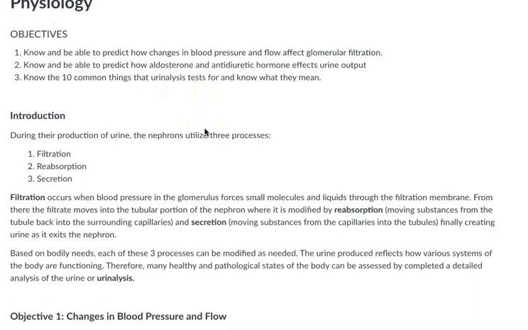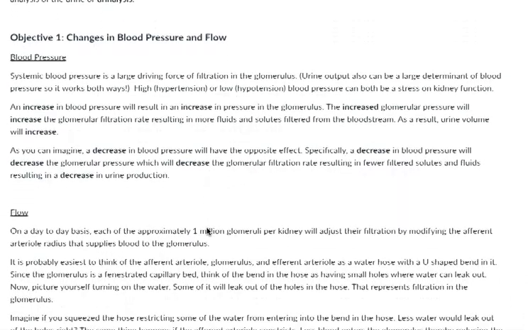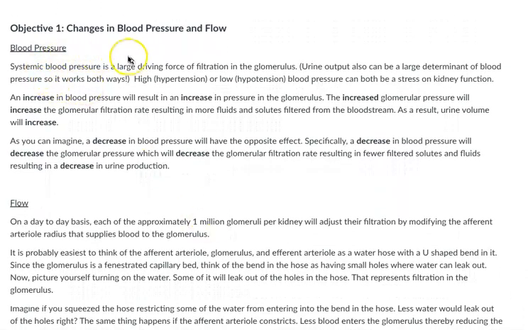All right, so that's basically here. So it's just a little bit of an introduction, giving you some definitions as well. Our first objective, changes in blood pressure and flow. You can read through this, but basically an increase in blood pressure will cause an increase in pressure in the glomerulus. That increased pressure will increase the filtration rate. As a result, urine volume increases. Look at all those nice bold words. And then basically the opposite. So blood pressure is tied to filtration and urine formation.